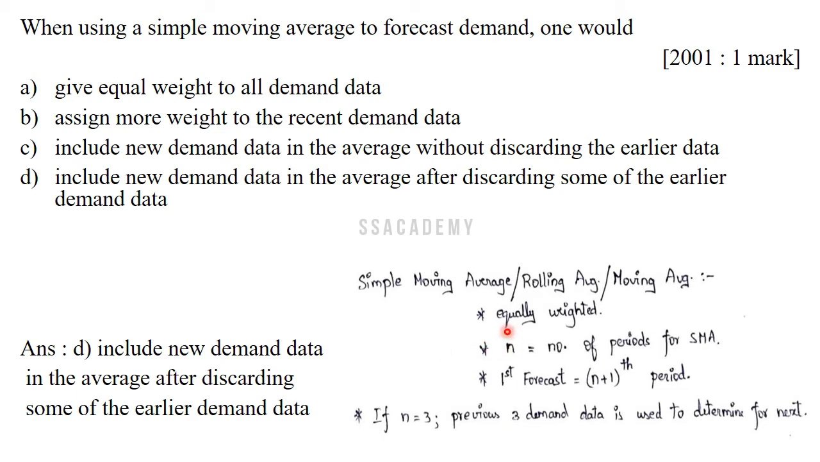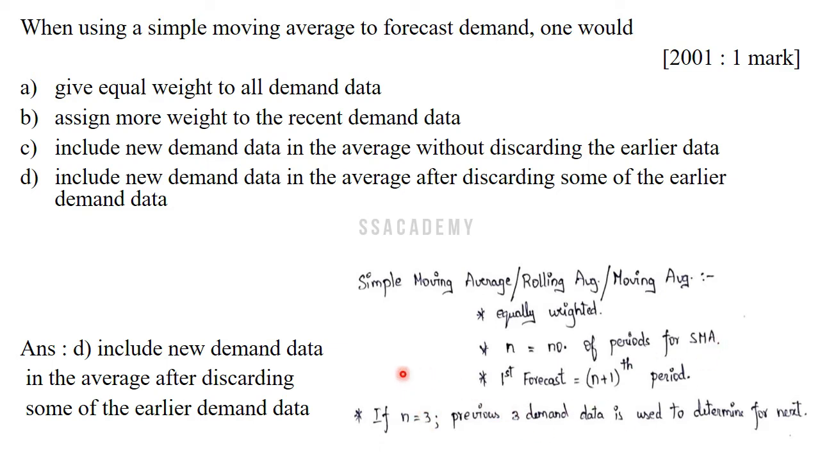It is not like that. It is given equal weight for every period, that is which comes under n, that is the number of periods for SMA. For example, let us consider a data is given for 7 periods. Demand data for 7 periods is being given, and they have asked the 8th period's forecast by stating the number of periods to be 3 for simple moving average.